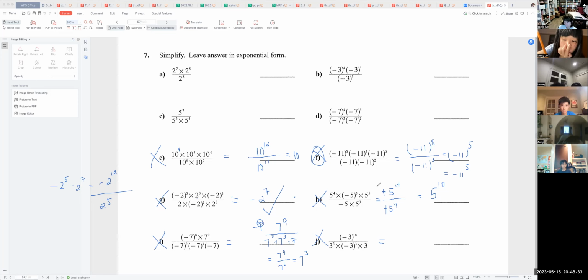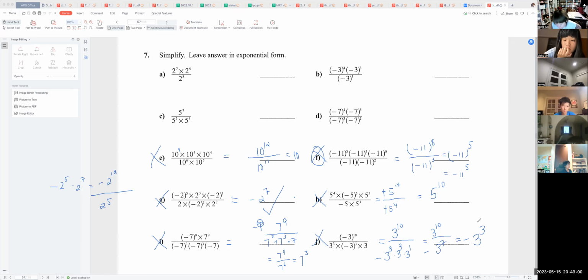I got negative 3 to the power 10 over 3 to the power 3 to the 4 power times 3 to the power negative 3 over 3 to the power 3 times 3 to the power 3 times 3 to the power 1. Okay? Equals 3 to the power 10 over 3 to the power 7, negative. So equals negative 3 to the power 3.